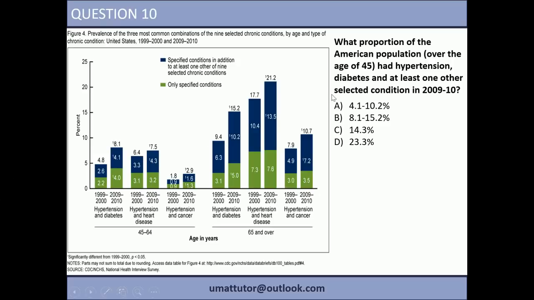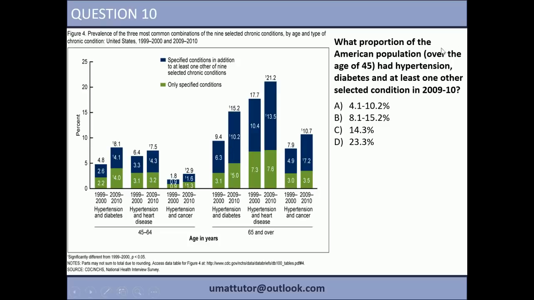If we go to the question now, what proportion of the American population over the age of 45 had hypertension, diabetes, and at least one other selected condition in 2009 to 10? So what proportion of the American population? That's a good start because we are looking at the American population and we're dealing with proportion. These are all percentages of the total population. So that is proportion as opposed to just a raw number of people.